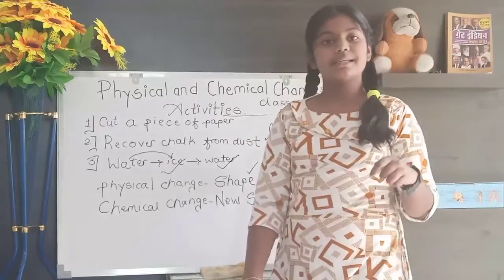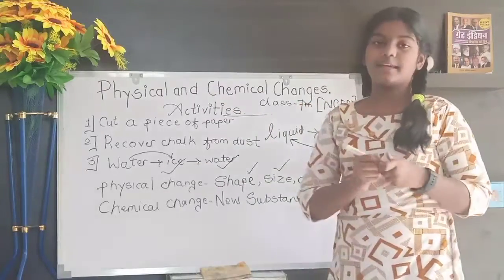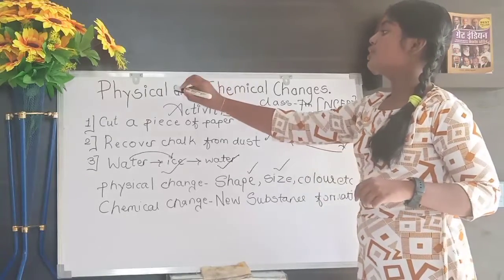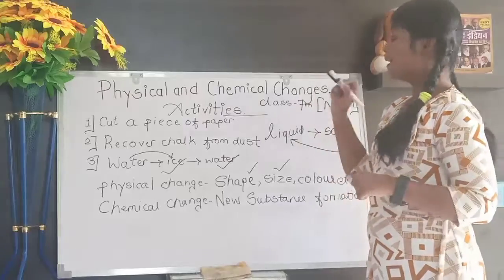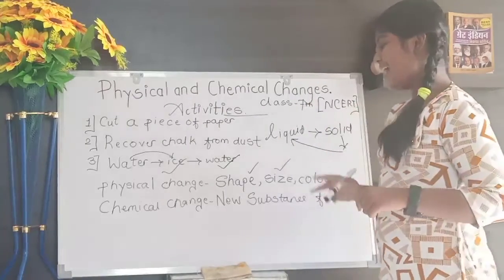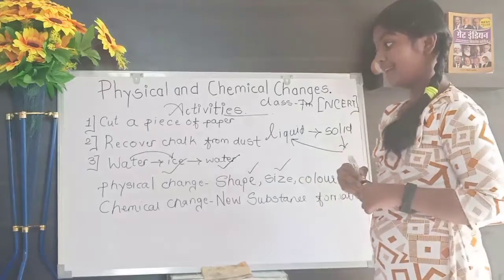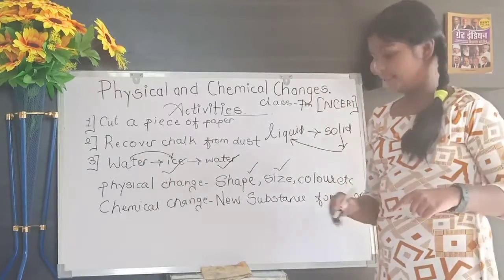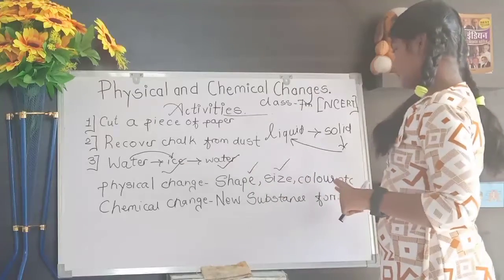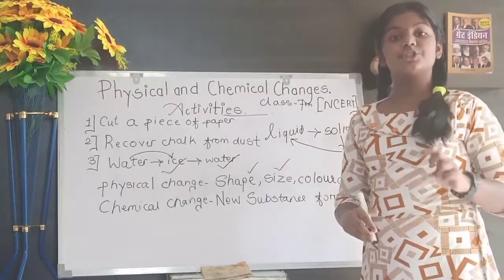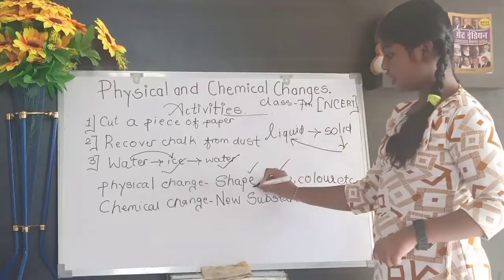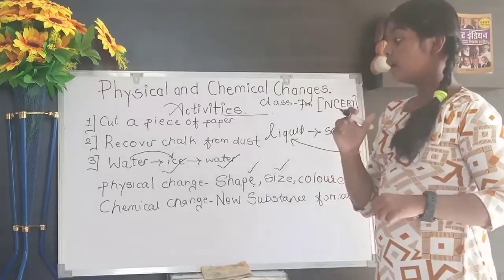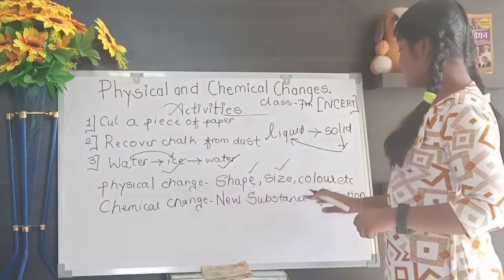So did you understand? After that, here we have some properties to identify which change is physical and which change is chemical. So for that, I have here shape, size and color. Here the change happens in only shape, size, color or etc., means only physically it happens. In chemical change, there is new substance formation.